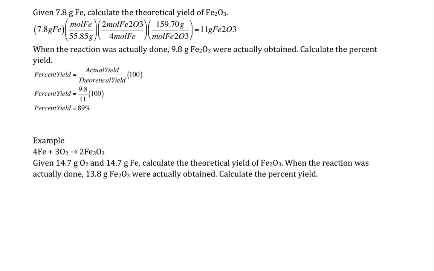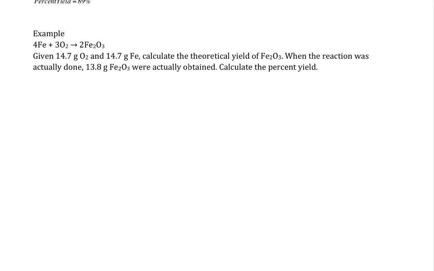Here's an example for you to do. Same reaction. Now we're given grams of both reactants. So what we have to do is convert each one into moles, and then we have to go through the limiting reactant steps to determine how much product is made from the limiting reactant. And here we're told the amount of product that was actually obtained, and we're calculating the percent yield.